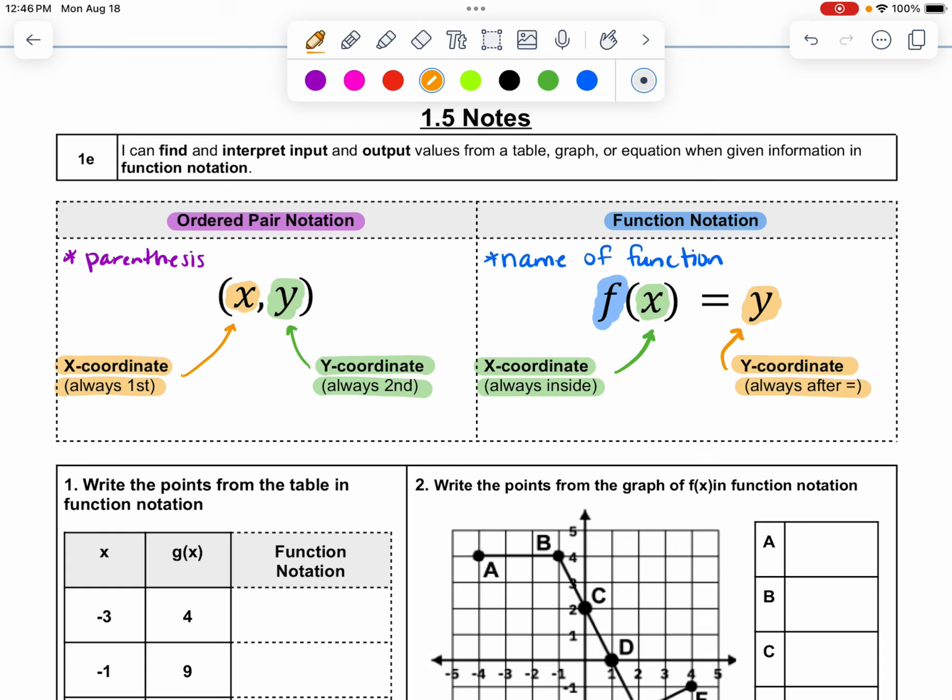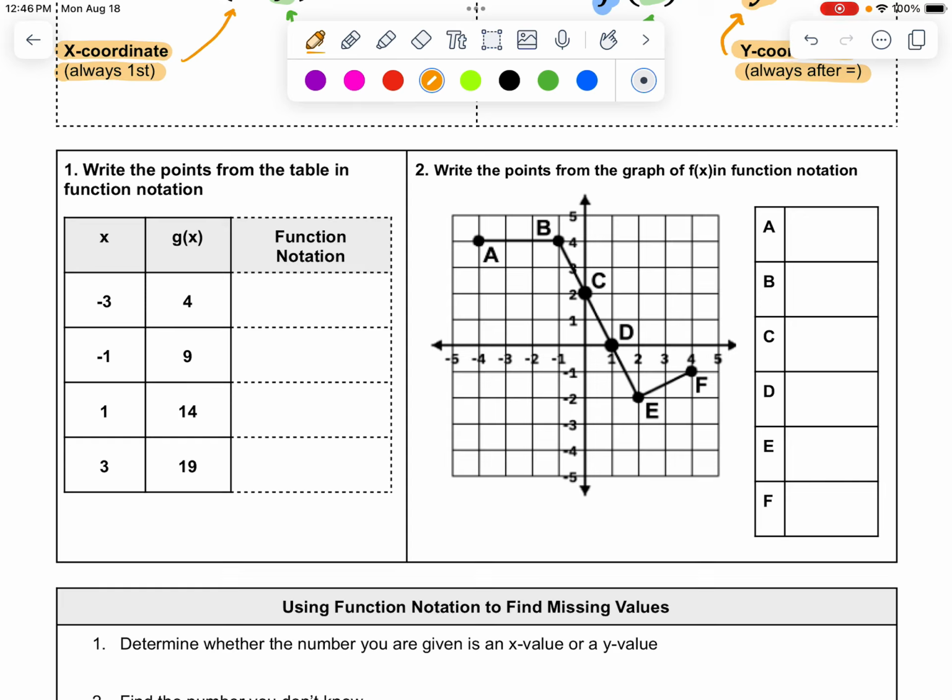So the first thing we're going to do before we do anything else is practice taking ordered pair notation and writing it in function notation so that you can see it's really the same thing but two different ways to write it. For example, we have a table here where x is our input and our output is g of x, which tells us that the name of our function is g. Now we also have x numbers on the left side of the table, and we have y numbers on the right side of the table.